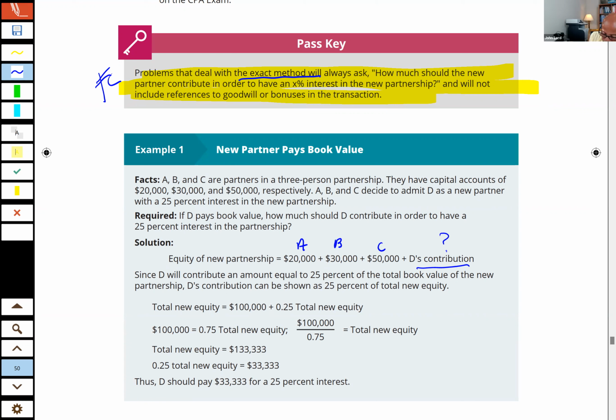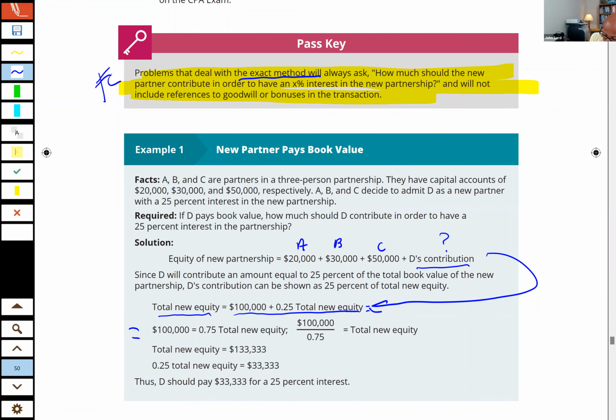Now they go ahead and they add A, B, and C up. That comes to a total of 100,000. And then they turn D into what? Well, D, after their contribution, should end up with what? 0.25 of the new equity, shouldn't they? Okay. Now, all they do is they subtract. So you can almost put an equal sign between here and here, right? All they do is they subtract 0.25 of new equity from each side. And so now 100,000 is equal to what? 0.75 of the total new equity. So they simply subtracted 0.25 from each side.